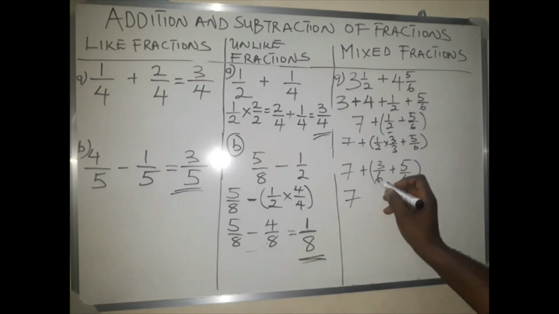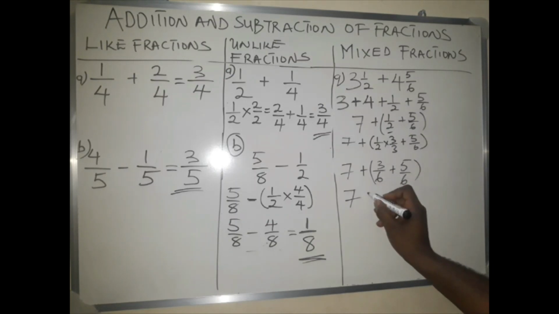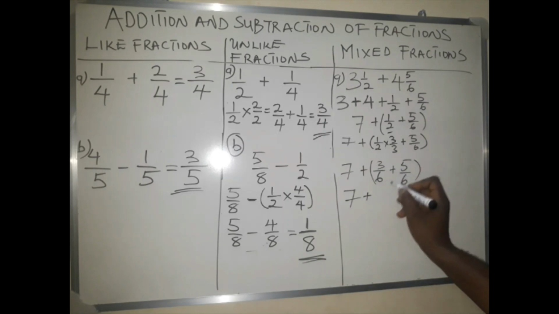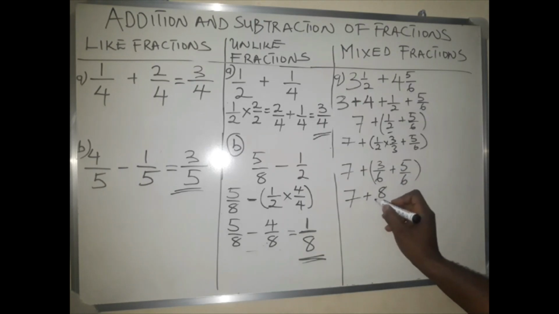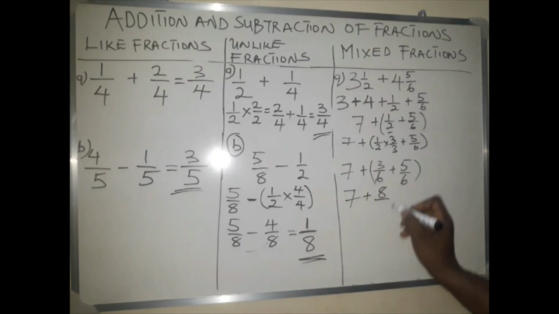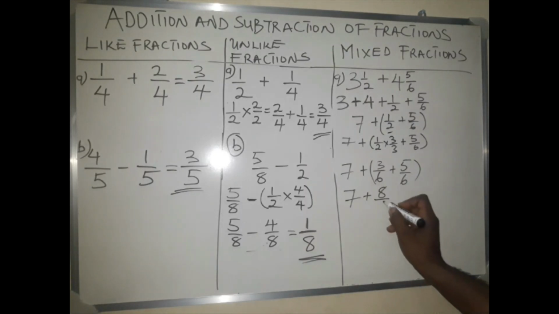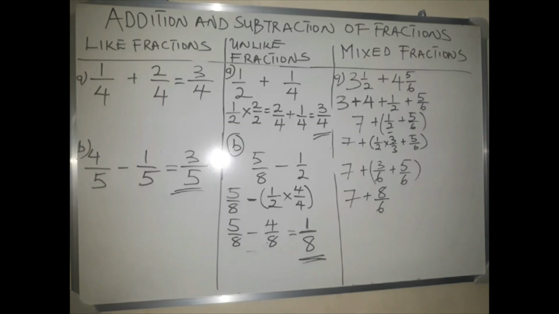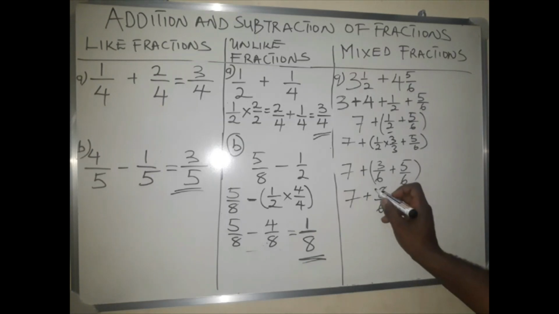7, and then what we're going to have here will be plus 3 plus 5, which will be 8, all over. We choose one of the 6. And we have our 6. But one thing you need to understand here is this.